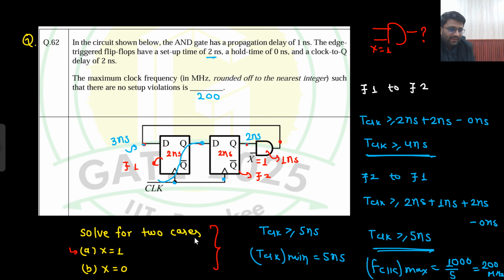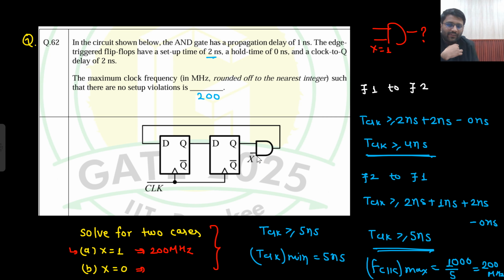So the same scenario would take place and the same answer would be there, which will be 200 megahertz. But if x was 0, then what would have happened? If x was 0, so let's erase it all. If this x was 0, then this was fixed. If this was fixed, then this was also fixed. So you do not need to work from flop 2 to flop 1. You only need to go from flop 1 to flop 2. That's it. Then the answer would have been different. The minimum T clock should be 4 nanosecond. Then the answer would be 250 megahertz. So the maximum allowable frequency would have been 250 megahertz.